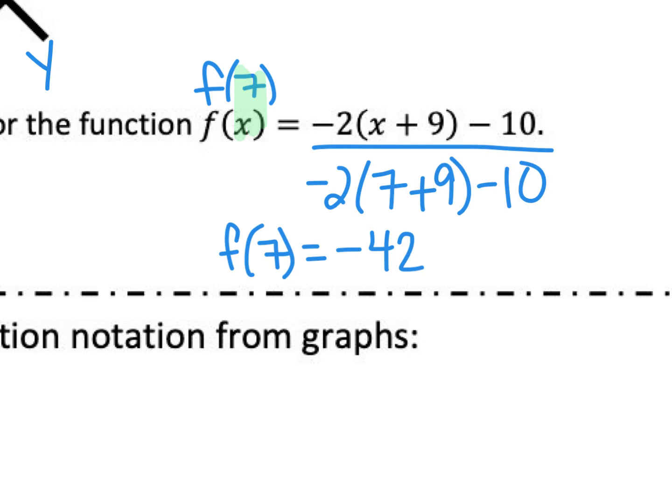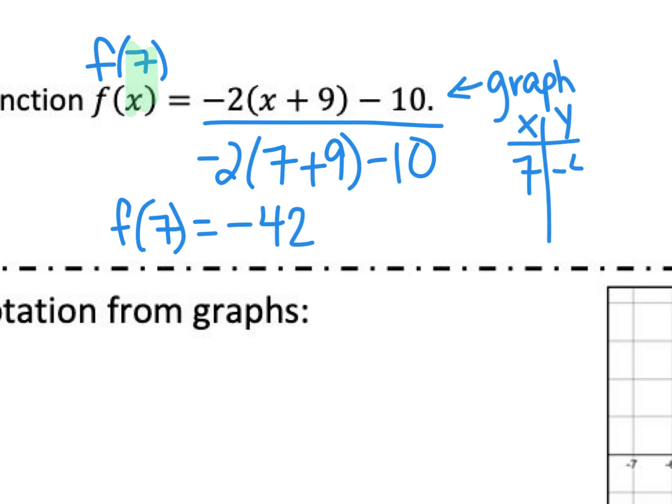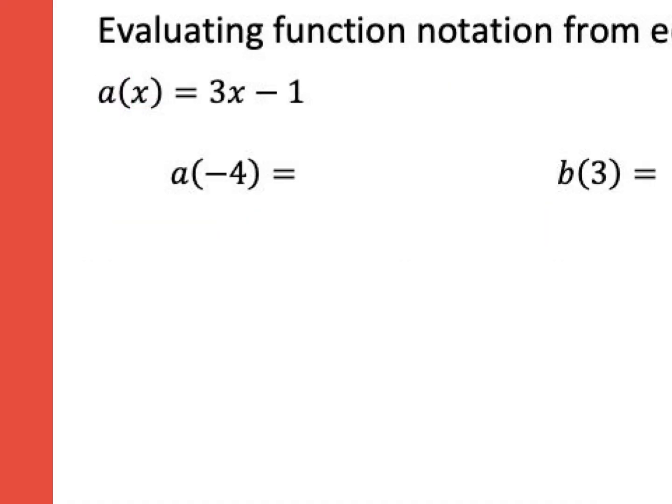Guys, remember, this is a coordinate. If we graphed this, and I'll show you that in a minute, and then we looked at the table, if x is 7, negative 42 is my y coordinate. That's what it's saying, okay? So we're just plugging that number in. We'll go to the graph in a minute. Let's jump and do a little more practice.